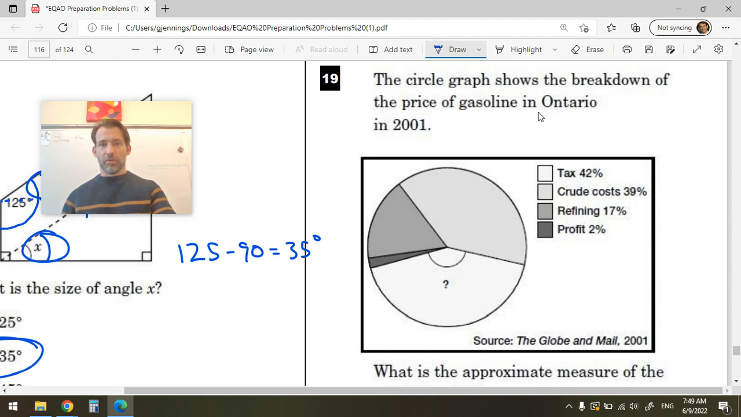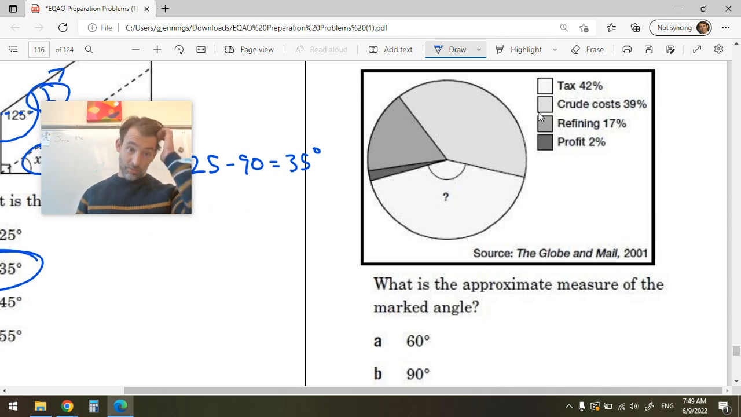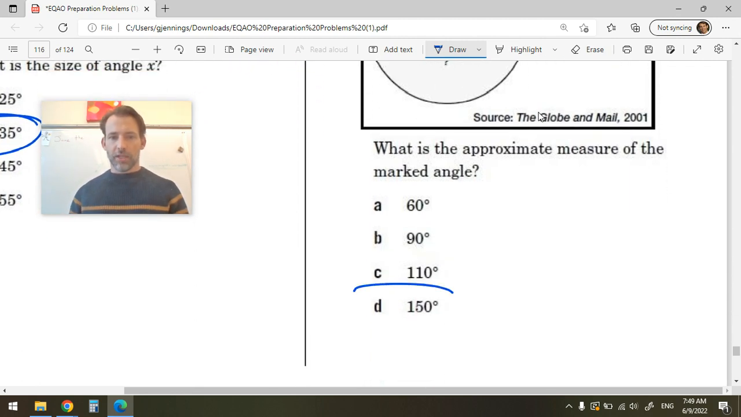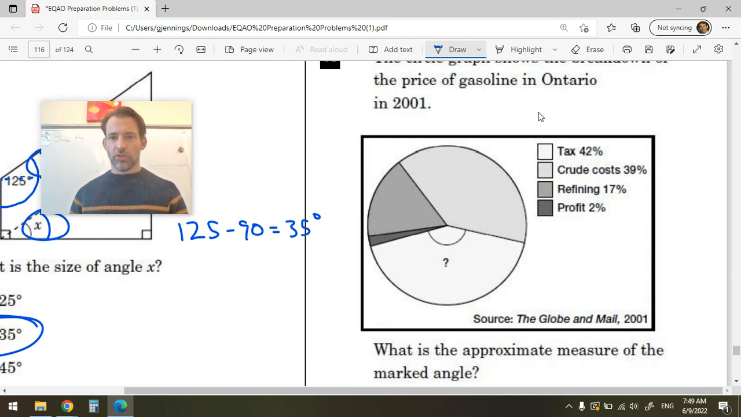The circle graph shows a breakdown of the price of gasoline in Ontario in 2001. Oh, remember those days where you could fill your tank for less than $100? Well, we're still filling for less than $100, but it's darn close. All right. So what is the approximate measure of the marked angle? Ooh, it's close to 180, but it's not quite 180. I would say 150. We just have to guess, right?